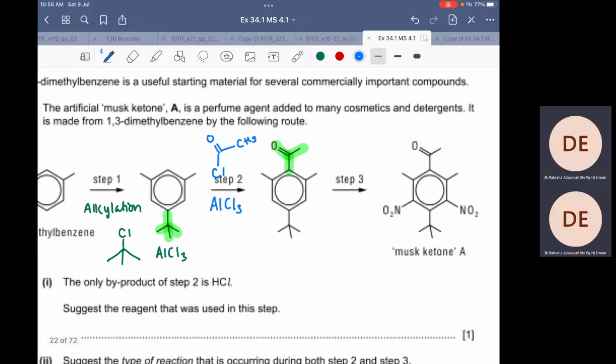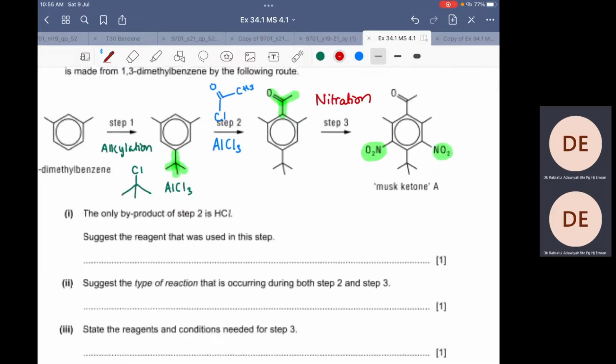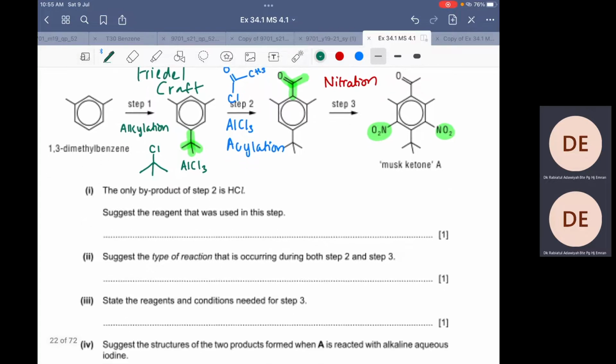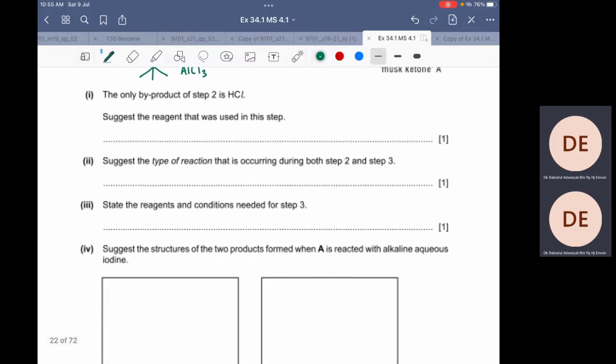Step three, what have we attached now? The nitro group. And so this is called nitration. Okay? So I will just help you with that because once you know the reaction, this one is acylation, Friedel-Crafts. So Friedel-Crafts can be alkylation, acylation, right? The rest of the questions, you should be able to answer them. Reagents and conditions, that's just straight off copy from your notes.